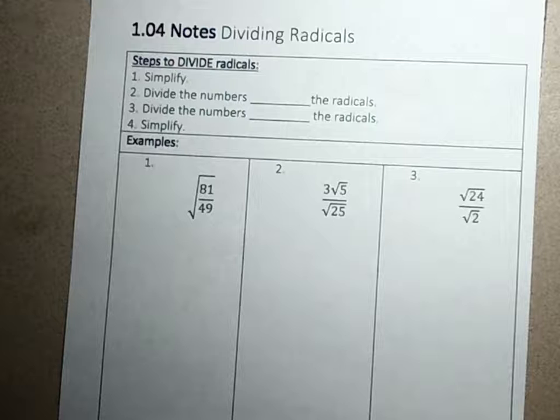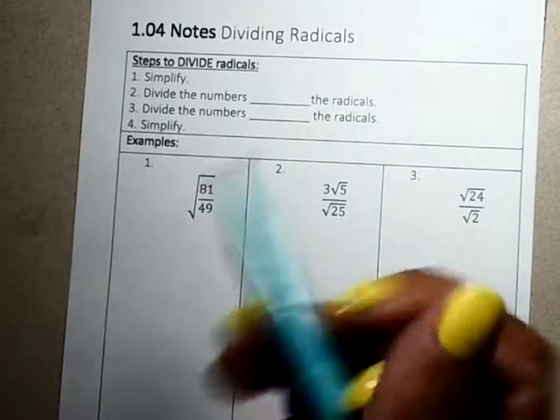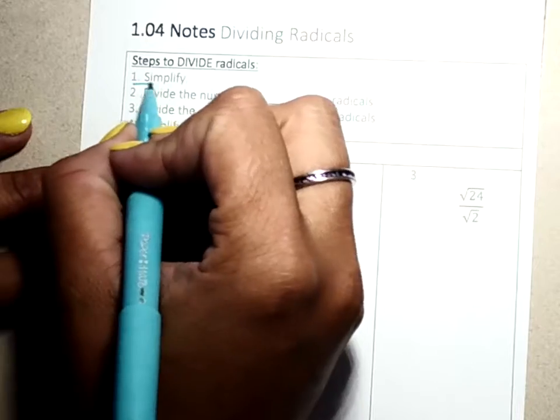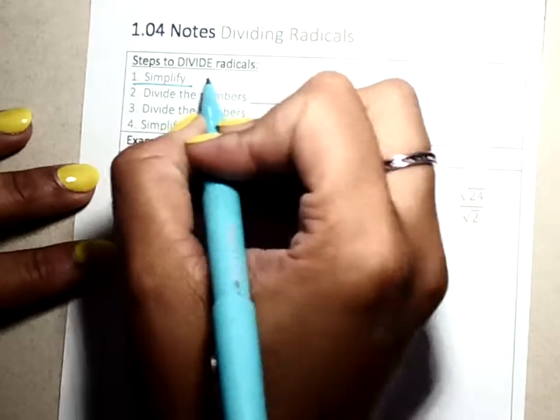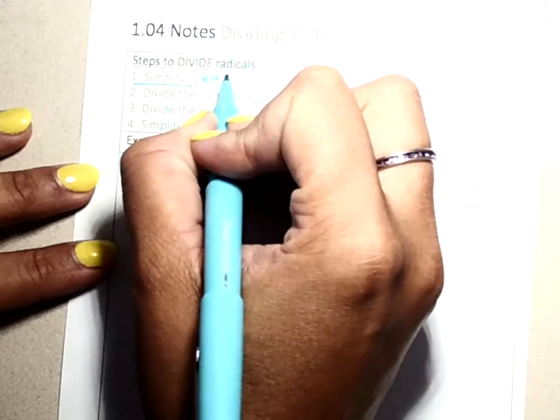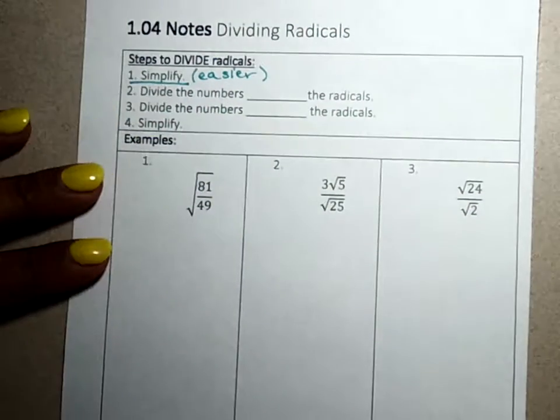Similar to multiplying radicals, dividing radicals pretty much does the same thing in terms of outside, outside, inside, inside. So we'll start with our notes. Our first step is to always simplify, because sometimes you can make the problem easier if you try to simplify it first.